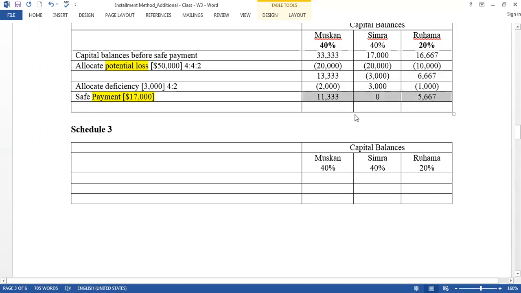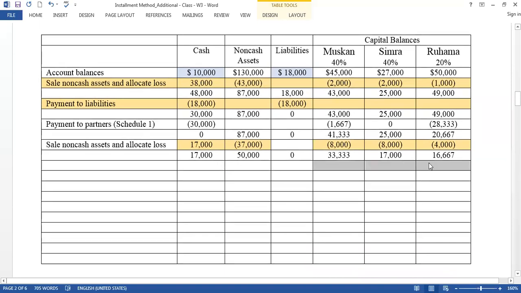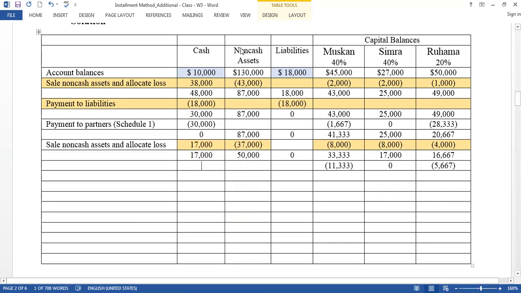Now we are going to pay this. Whenever we pay this money, they are going to receive this money, which means their capital is going to decrease. They cannot claim this money again, right? Because you receive cash, you cannot claim this money again. So your capital is going to decrease, and we pay cash $17,000. Our cash decreases.